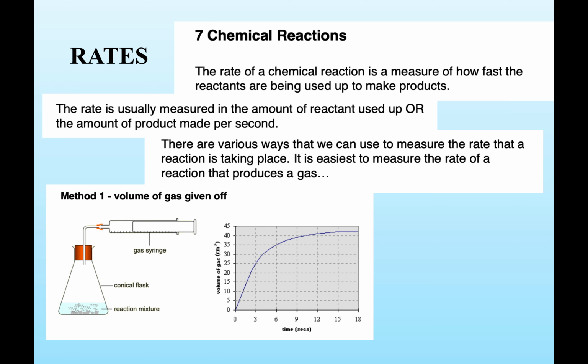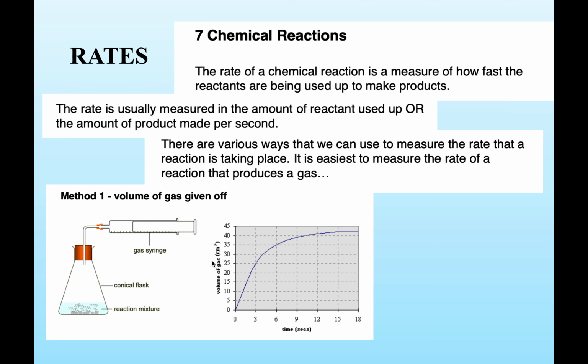Method 1 is the volume of gas given off. You have a reaction going on in the reaction vessel, in this case a conical flask, and it's producing a gas. This is called a gas syringe, and these little marks are graduations on the syringe. So that would be 10 cm³, 20 cm³, 30 cm³, etc. You measure the amount of gas produced at fixed time intervals. In this case, they've implied that it's every 3 seconds, 6 seconds, 9 seconds.